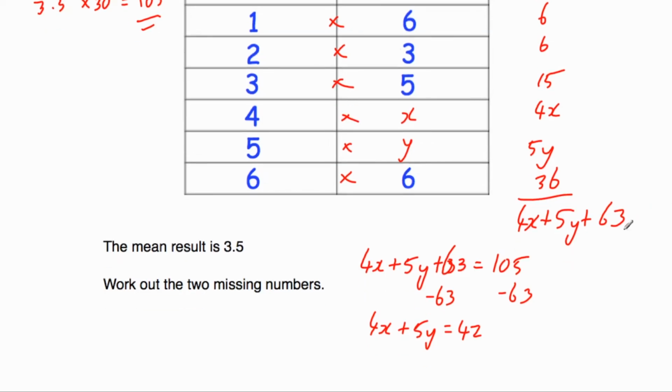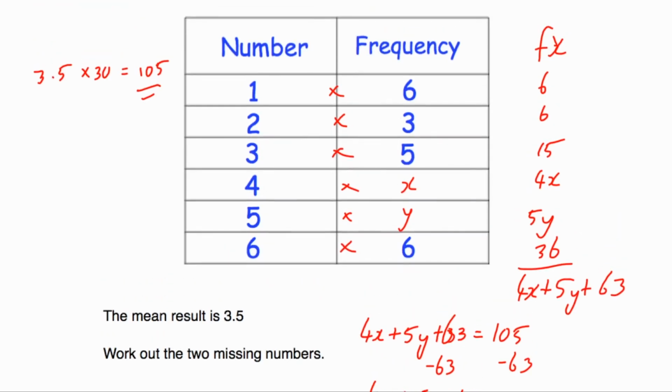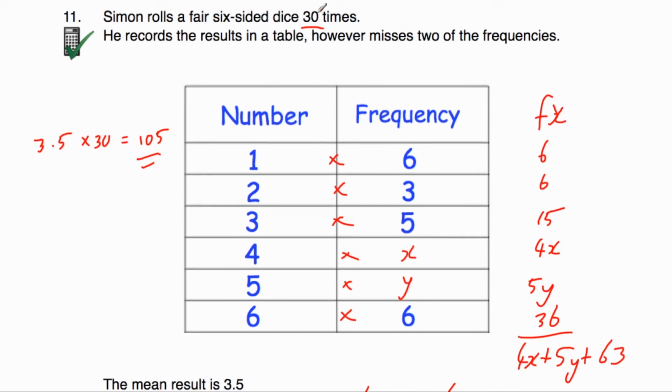Now, at this point, we could try trial and error to find what the values of x and y may be. But it'd be useful if we had another equation, because then we could use simultaneous equations to find out what x and y are, because this looks a bit like an equation you'd get in simultaneous equations. Now, if we go back up to our table, we were told that Simon rolled the dice 30 times. So that means if we add up the frequency column, that's going to be equal to 30. So let's add up the frequency column and see what we get.